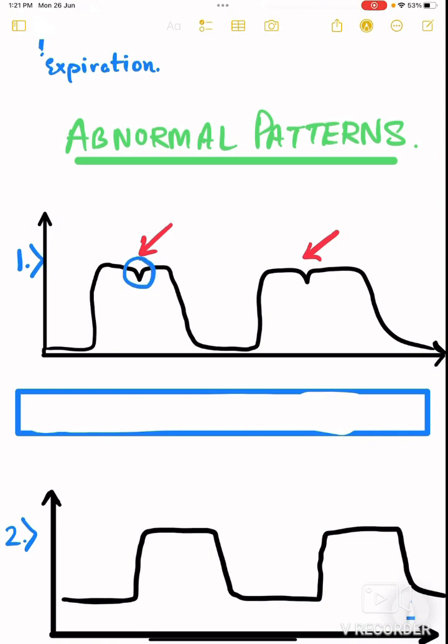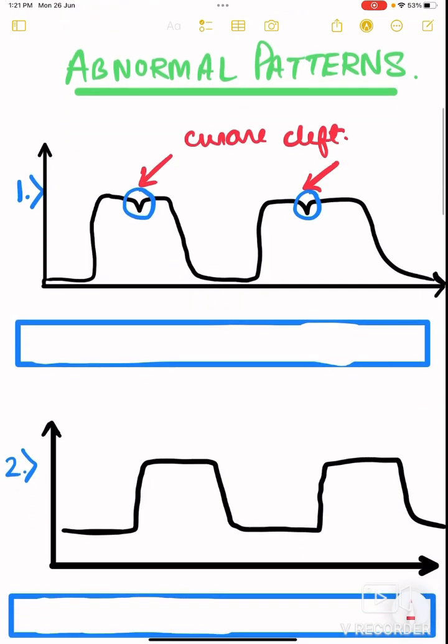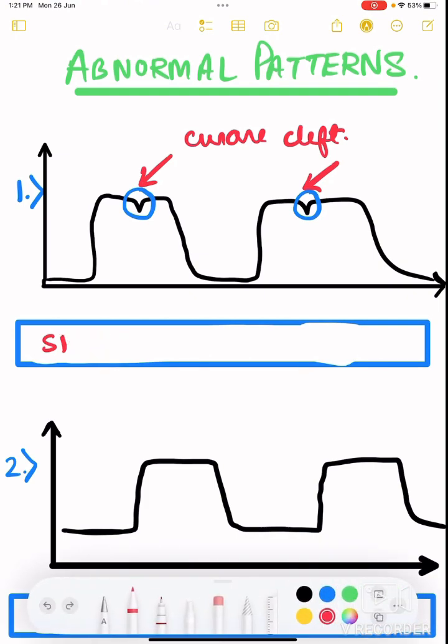You can see over here there is a dip in the EtCO2 graph in the plateau phase. This dip is known as the curare cleft, right? This is known as the curare cleft. It is a very important photo, has been asked in INICET and NEETPG. And where do you see this type of graph for the curare cleft? It is seen in case of return of spontaneous ventilation, right? Return of spontaneous ventilation.